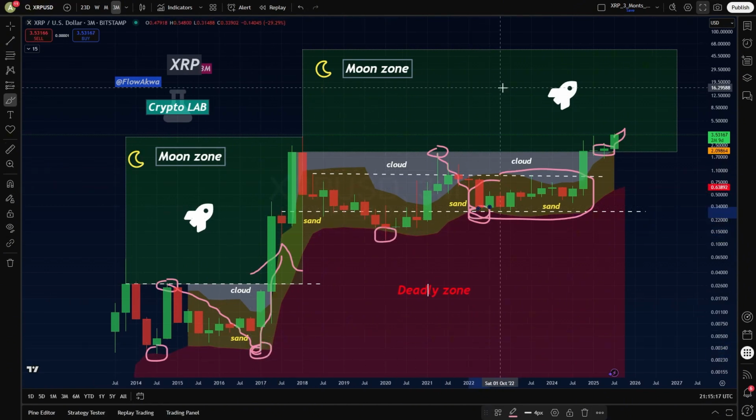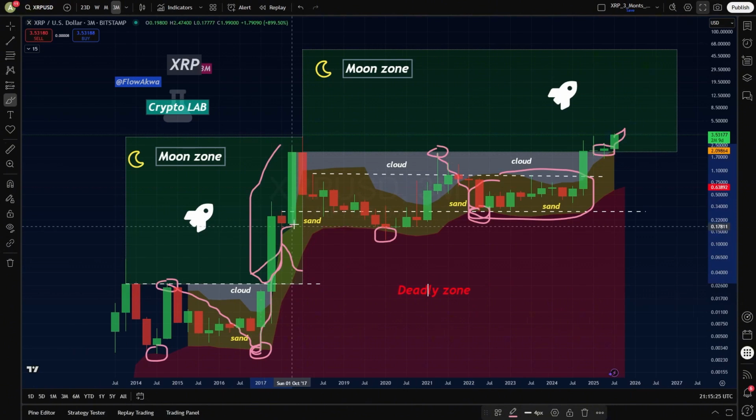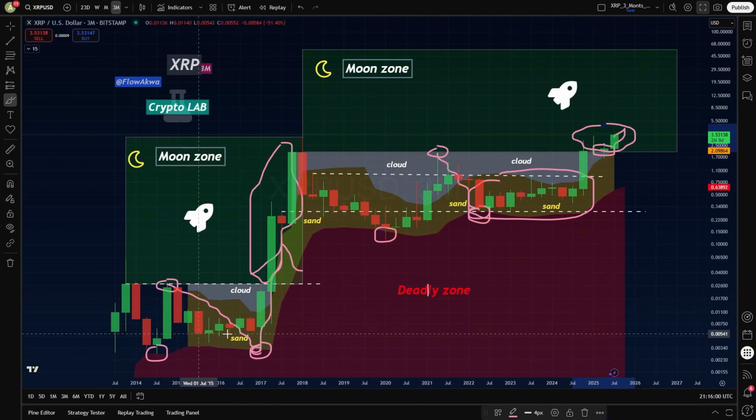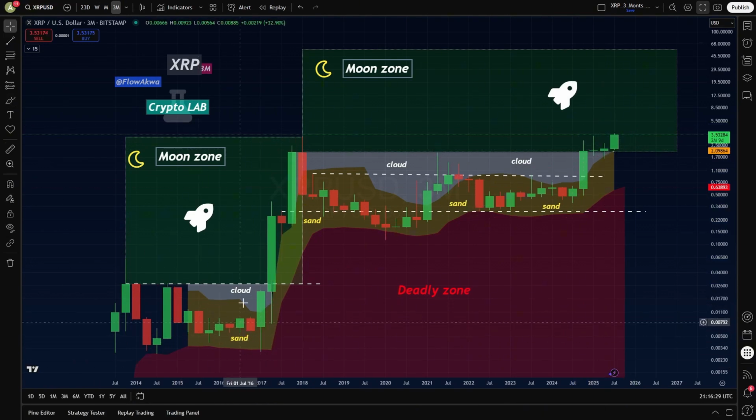Then we have the moon zone when we are above the cloud. So here we have the clouds and we have the moon zone, and this was our bull run, right? And here we are just above the cloud again. So this is our moon zone right now. Then we have the sand, and usually XRP comes back to this zone after a bull run.